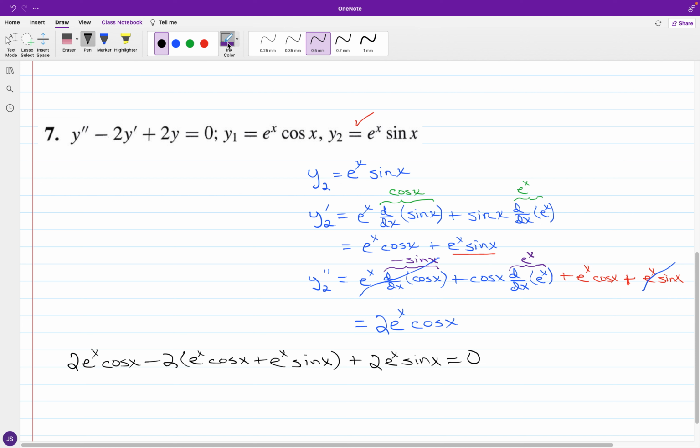Filling in, you have 2e to the x cosine of x, and then distributing, we'll have negative 2e to the x cosine of x. So these portions go out, and guess what? We're going to have negative 2 times e to the x sine of x plus 2 e to the x sine of x, which will completely cancel. So you have that 0 is equal to 0. This balances out, and it reaffirms that e to the x times the sine of x is a solution for this particular differential equation.